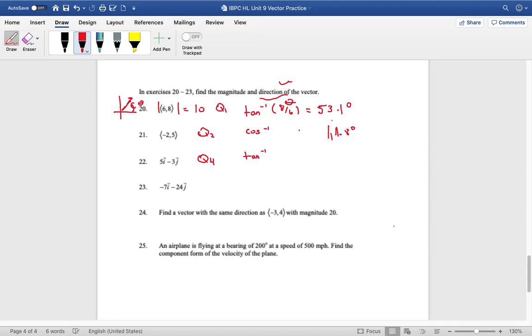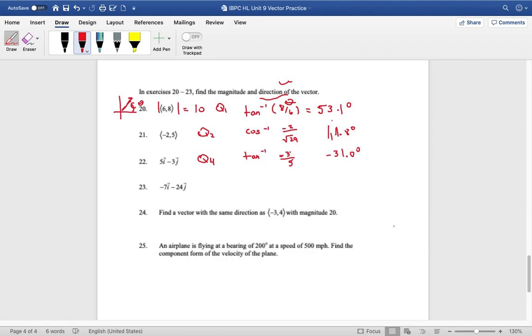Because the cosine, I found the magnitude was the square root of 29, so I used negative 2 over the square root of 29. And for 4, I used the inverse tangent of negative 3 over 5. And I got negative 30... I can't read my own writing, what is that? Negative 31.0 degrees.